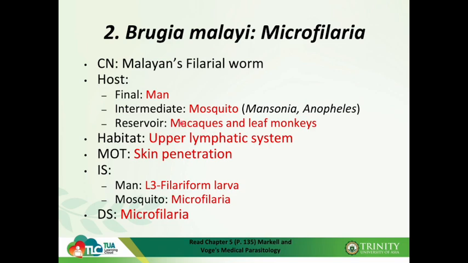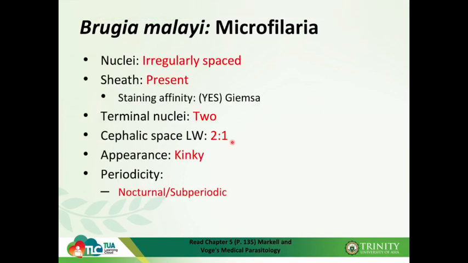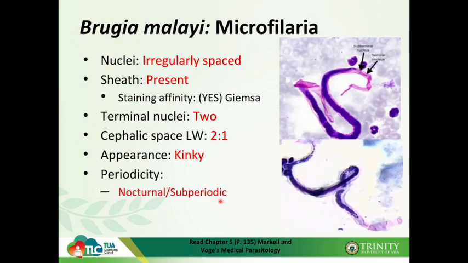And however, it has a reservoir host. Ibig sabihin, they can also infect monkeys and primates and still continue their life cycle. Ano naman pinagkaiba niya sa Wuchereria bancrofti? Nuclei is irregularly spaced, so opposite. Meron din siyang sheath, but this time it has a high affinity to the Giemsa stain. This time, meron din siyang terminal nuclei. The cephalic space is longer, the appearance is kinkier, and the periodicity is still the same. So, almost opposite siya, no, ng Wuchereria bancrofti.